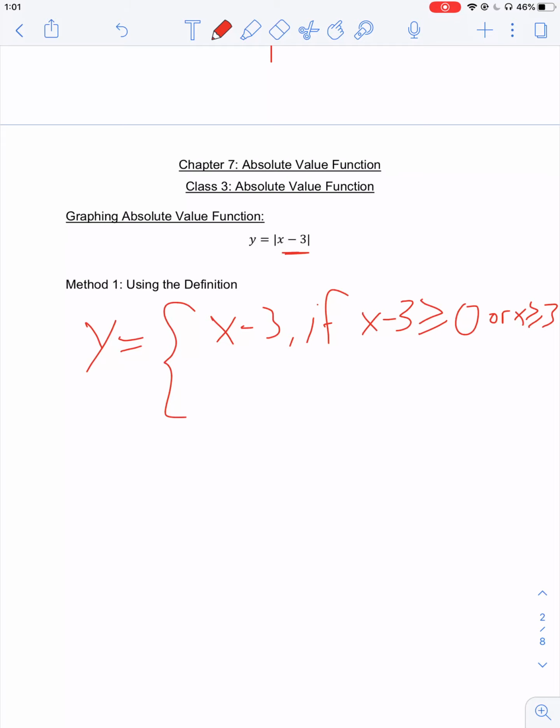And then I have to multiply x minus 3 by minus 1 if x minus 3 happens to be negative, right? If it's negative, then you have to multiply by minus 1. This is the same as saying when x is less than 3. So basically, it's the same number, you just have to flip your inequality. Again, I showed you this last week. So these are your two functions that you have to graph.